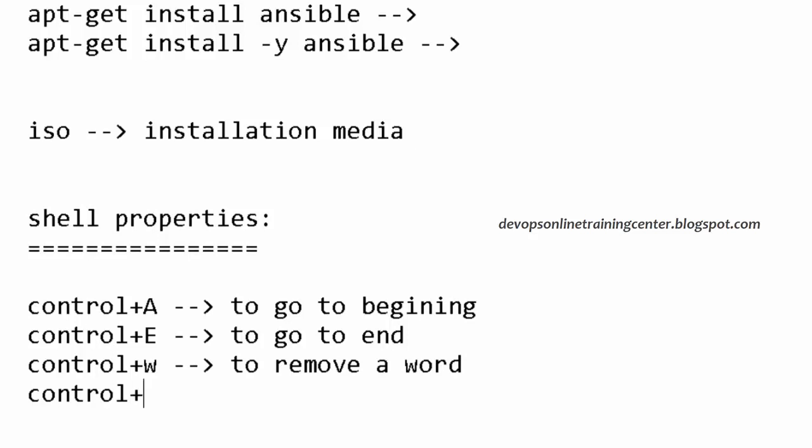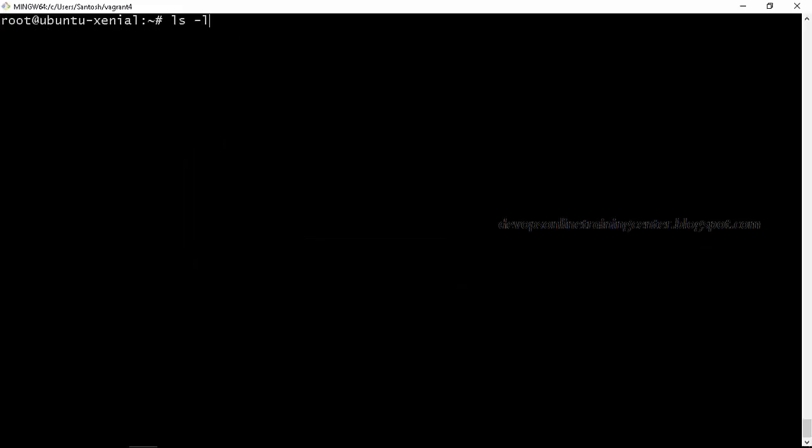Control U to clear the line. So you just typed something, you don't want to type that, and you want to type something else. Control U will simply remove that complete line.